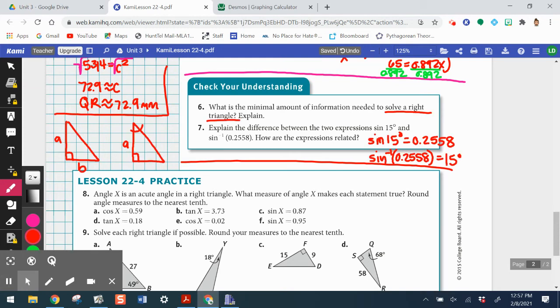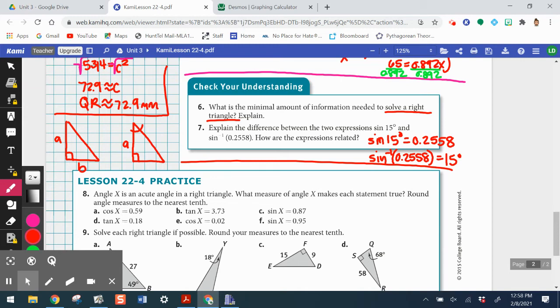So items 6 and 7, definitely great follow-up questions to the entirety of activity 22. So item 6 says, what is the minimal amount of information needed to solve a right triangle? Remember that what we're really meaning when we say solve a right triangle is find any unknown measure. So there's actually two possibilities here.